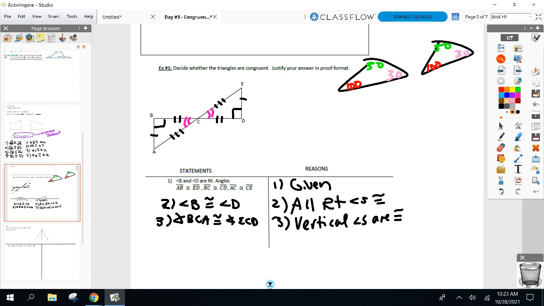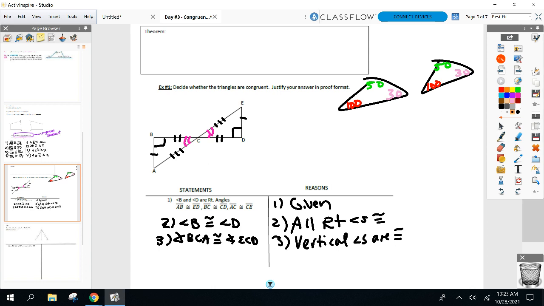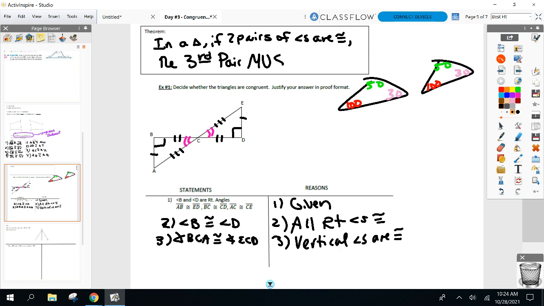Everyone see the box down at the bottom? This is going to be called the third angles theorem. Ready? In a triangle, if two pairs of angles are congruent, the third pair must be congruent. The third angles theorem. That's how you get a final pair of angles congruent in a triangle.